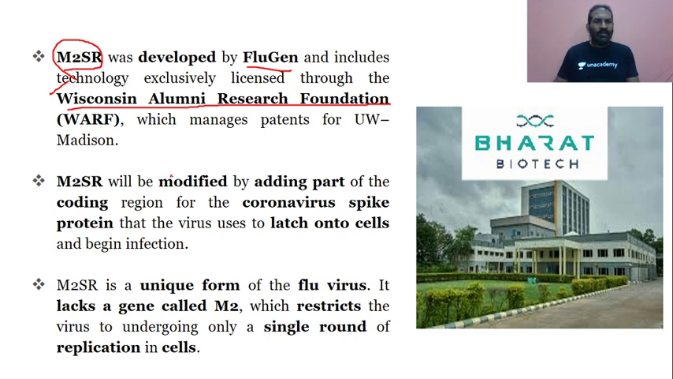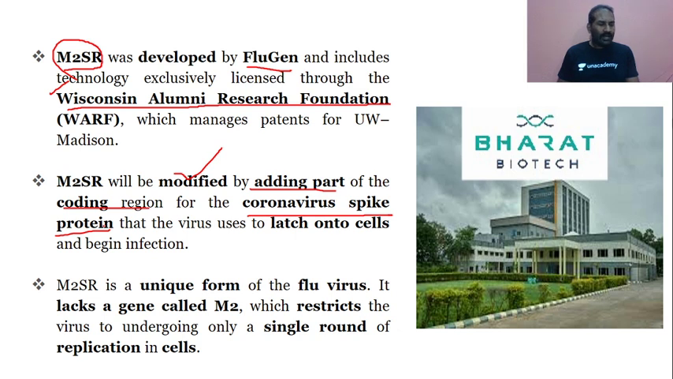And this M2SR will be modified by adding a part of the coding region from the coronavirus spike protein. So you have proteins in the coronavirus, which is called the spike protein. You have the membrane protein, and you also have the envelope protein. So these three proteins are the ones which constitute the coronavirus.